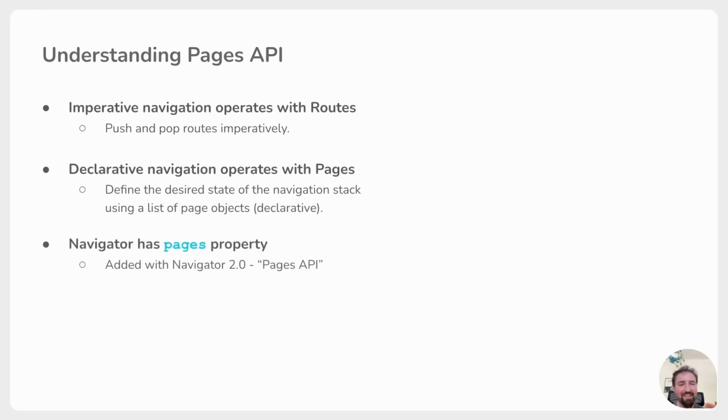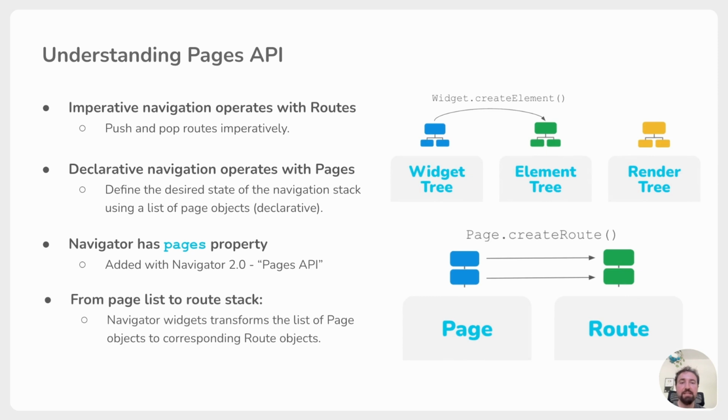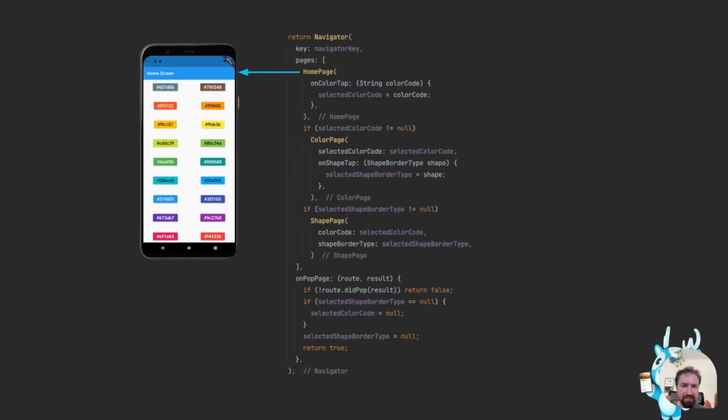Navigator 2 adds a new field to the Navigator widget. This field is the pages field. Navigator takes this page list and transforms every page to a route. It is a familiar pattern to us, right? Because when a widget is mounted to the widget tree, the createElement method of the widget is called and the element is added to the element tree. Similarly, when needed, the Navigator widget creates a route from the page object. And here is an example.